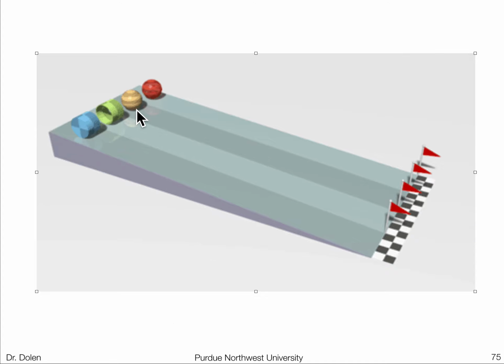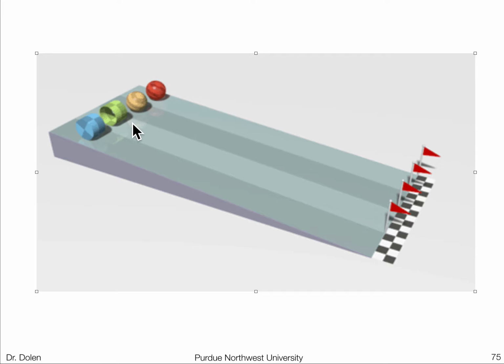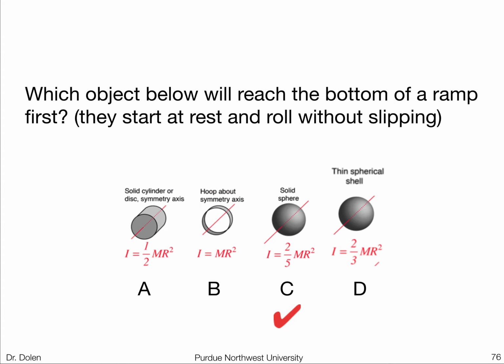Okay, so orange won the race. The solid sphere got to the bottom first, then the solid cylinder, then the hollow ball, then the hollow cylinder. So the solid ball won the race. All right, so that was option C here. So why is that? We can see, looking at the moments of inertia, that 2/5 is smaller than 1/2, right? So this has the smallest moment of inertia. This won the race. Second place was the solid cylinder, which has the second smallest moment of inertia, 1/2.